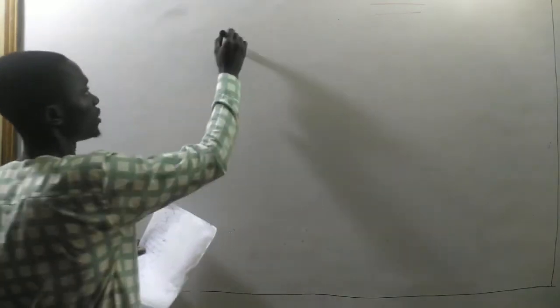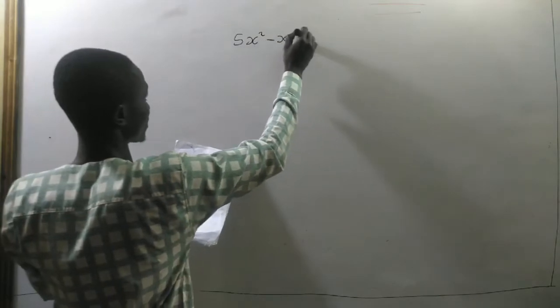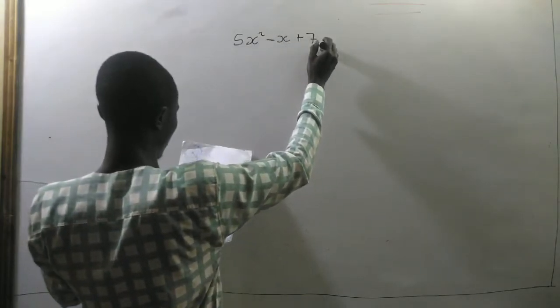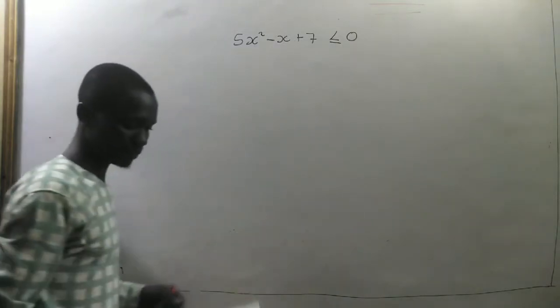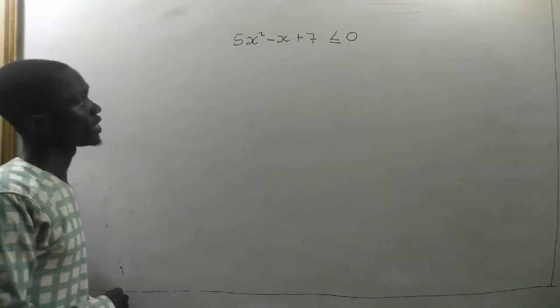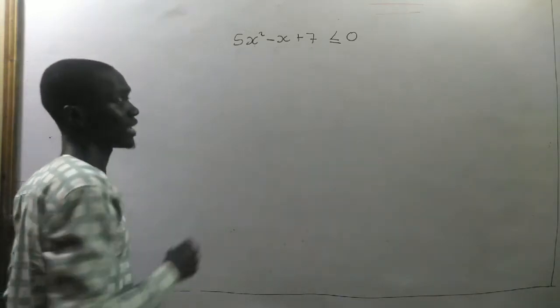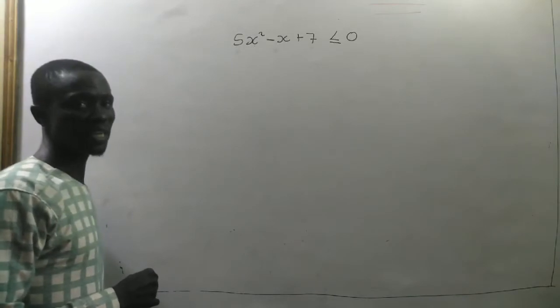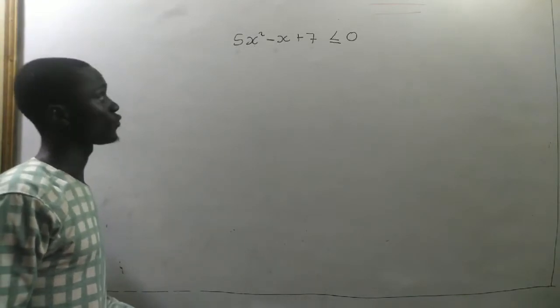Now the next example is this one. We have 5x squared minus x plus 7 is less than or equal to 0. Now, for this one, 7 times 5 is 35. We can't do simple factorization, unless we use the completing the square method or we use the formula.